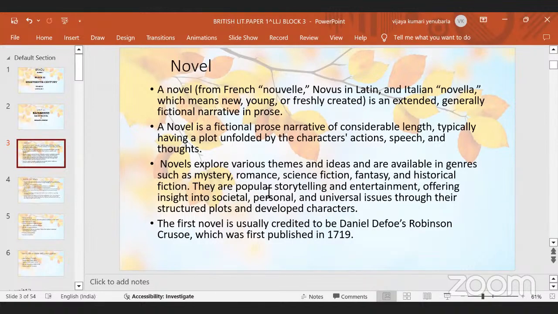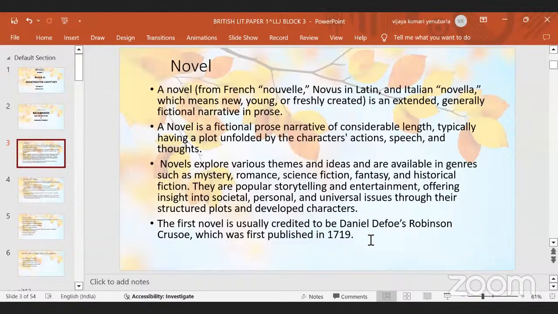They are popular storytelling and entertainment, offering insight into societal, personal, and universal issues through their structured plots and developed characters. So they provide entertainment. They are the source of storytelling, which became very popular in the 18th century. There are structured plots and development of characters. That means writers have the chance to develop any kind of character. You can mold the character according to what the situation demands.